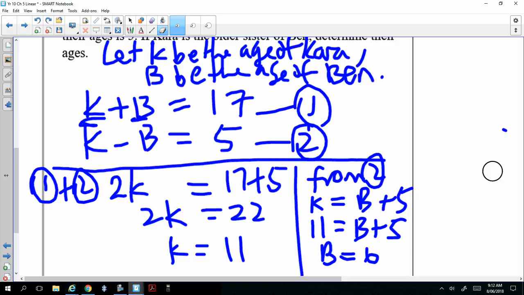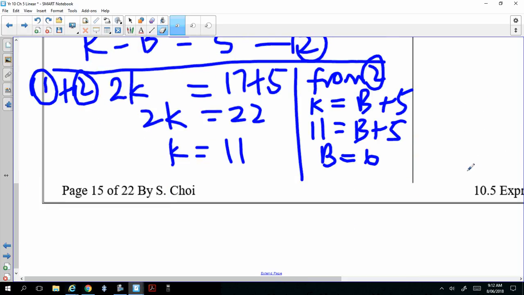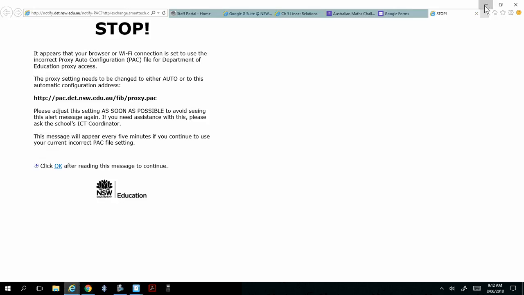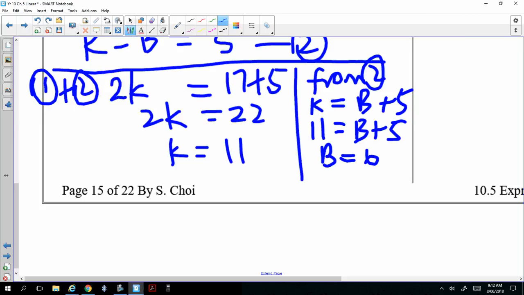And make sure you answer the question in words. So because the question asks you to find the ages, what you do is you say, therefore, and write a conclusion. Kara is 11 years old.